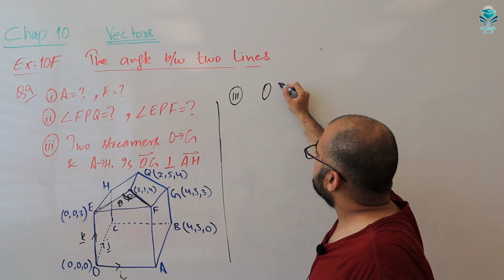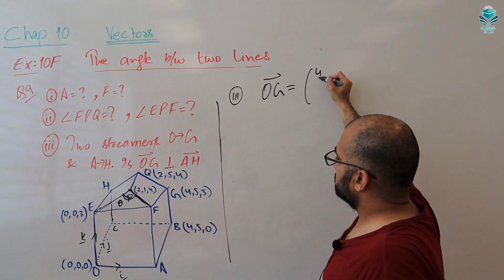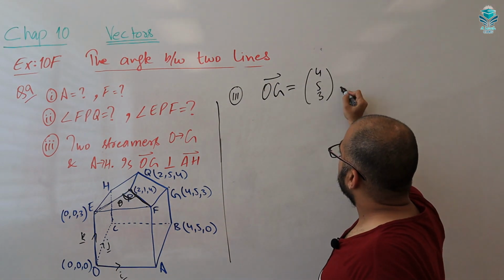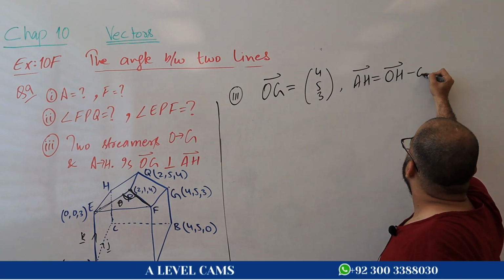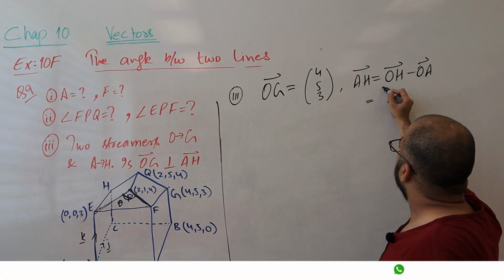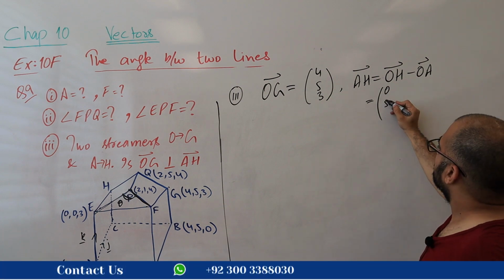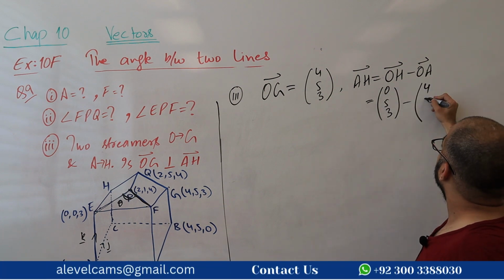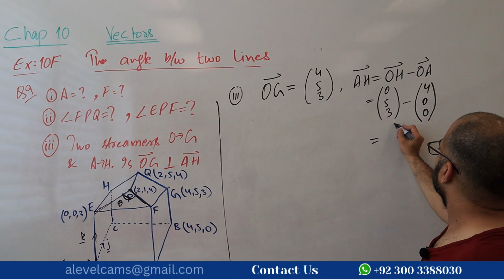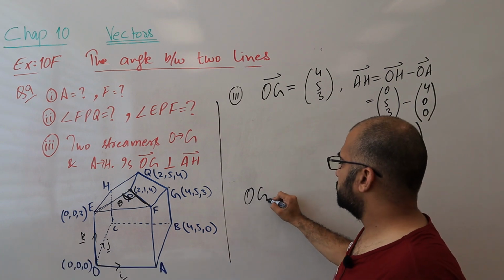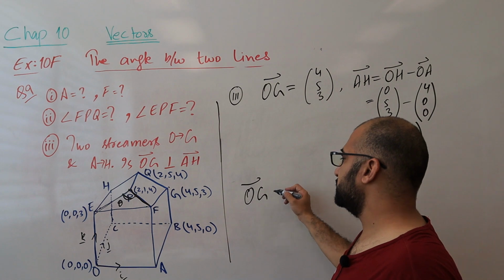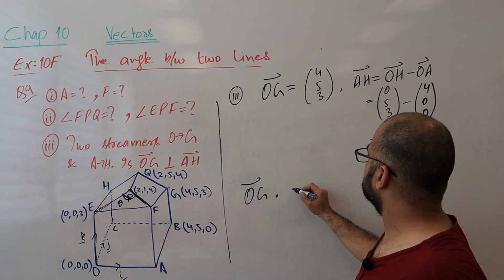So what is OG? OG is 4 5 3. What is AH? OH minus OA. What is OH? 0 5 3. Now we calculate to check whether they are perpendicular to each other or not. We find its dot product.